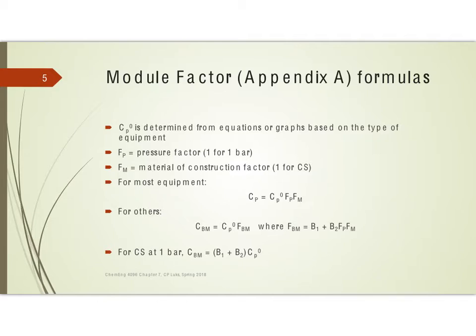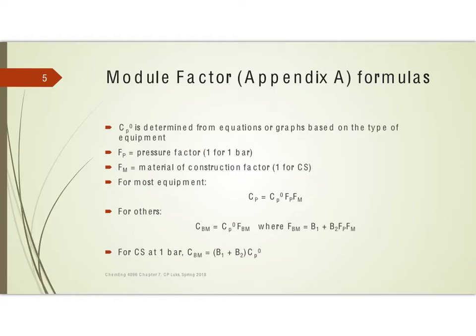And in that case, there's going to be a B1 and a B2 that I'll need to look up. And this is going to get me bare module, not purchase price. So C sub P is purchase price. C sub BM is going to be to install the equipment as just a replacement, so I'm not having to prepare the site or any other major things like that.